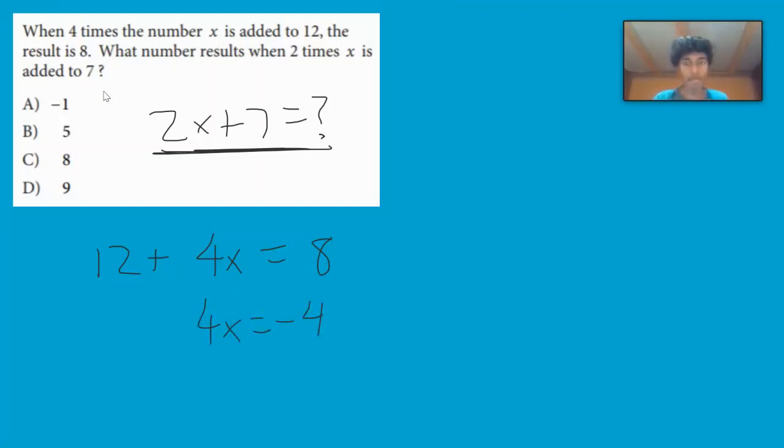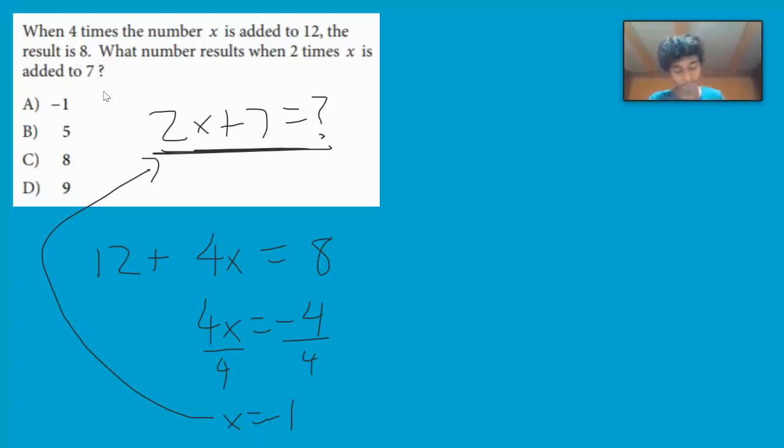And keep in mind that for this question, we don't really need to know the value of x. So what we could do is divide both sides by 4 here, and I'll get x is equal to negative 1. And we can plug that back into here and get our answer.